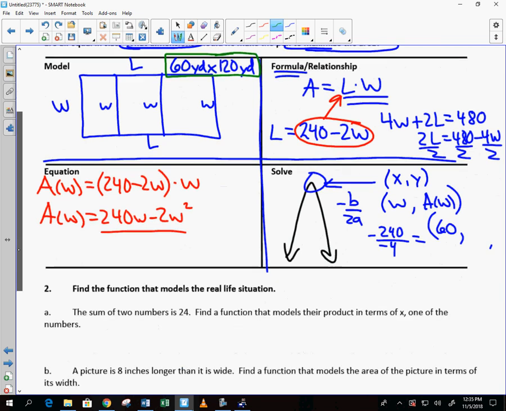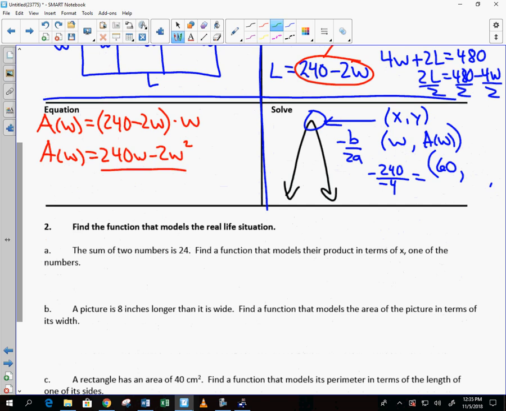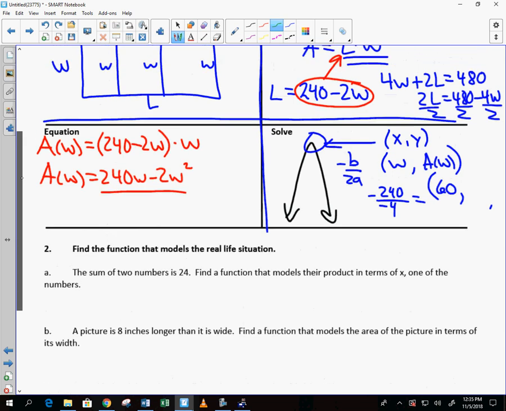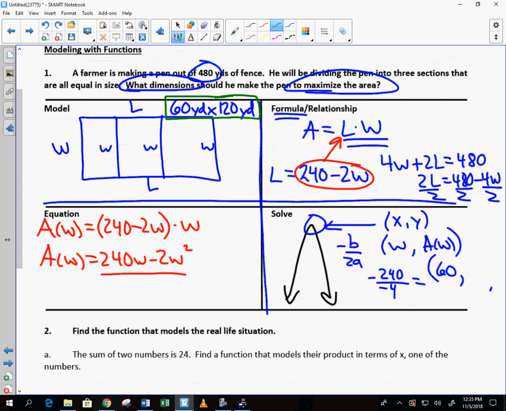Now here's the question, and this is where you got to think just a little bit harder. If I come up with 60 here, and I were to plug that back into here, it would not produce the length. What would it produce? The area. It would actually give me 7,200, which is what 60 times 120 is. Okay? So that's an introduction.